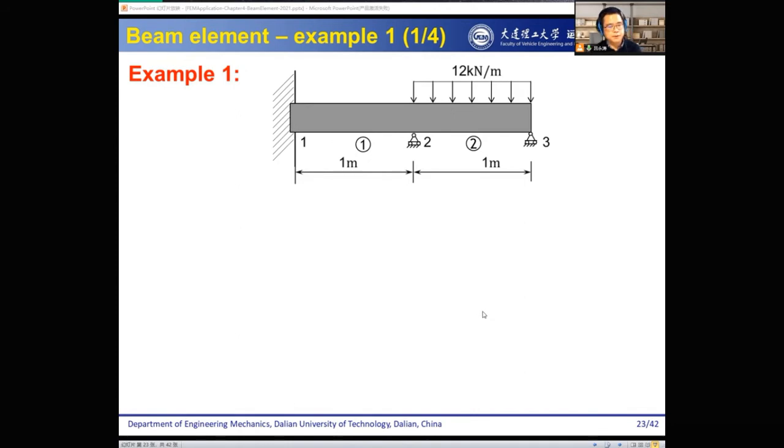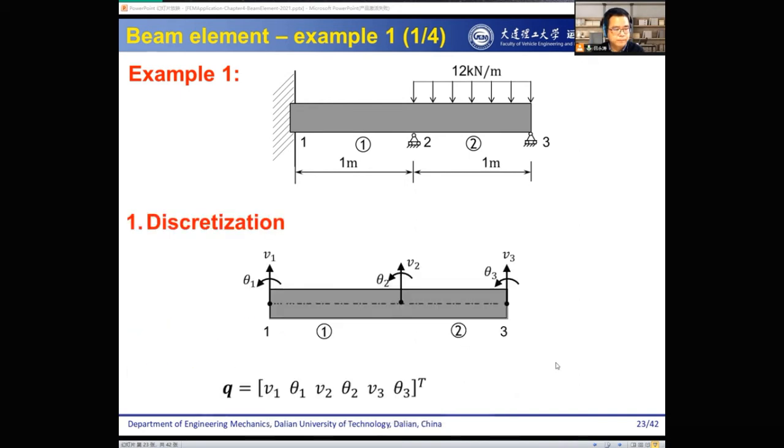Now let's have a look at one example for the beam element. Here we do it by hand, but in the FE analysis they use more elements to match the structure, so they do it automatically. But what we demonstrate is the procedure which is used by the FE analysis. So if you know this procedure, then you know what the FE software is doing behind the scenes. Okay. So using the FE method to solve this problem, we have a beam.